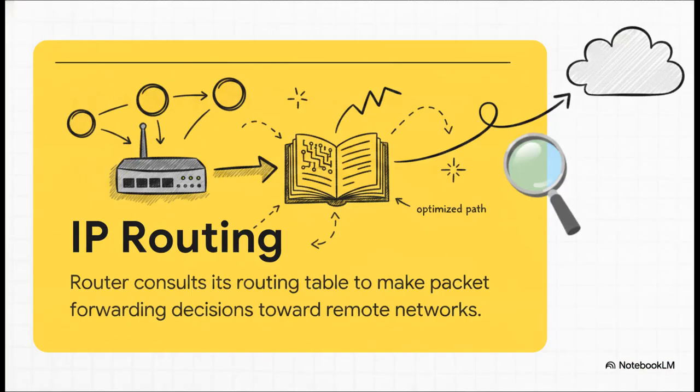Before any of that advanced routing magic can happen, a router has to check its internal map, the routing table. This table contains the directly connected networks, which are absolutely essential if you want to access remote networks. Whenever a packet arrives, the router consults this table to make its forwarding decisions. It really all starts with that foundational knowledge of exactly where these networks live.